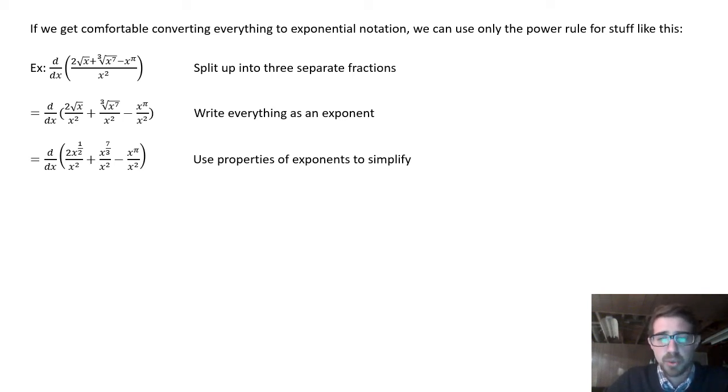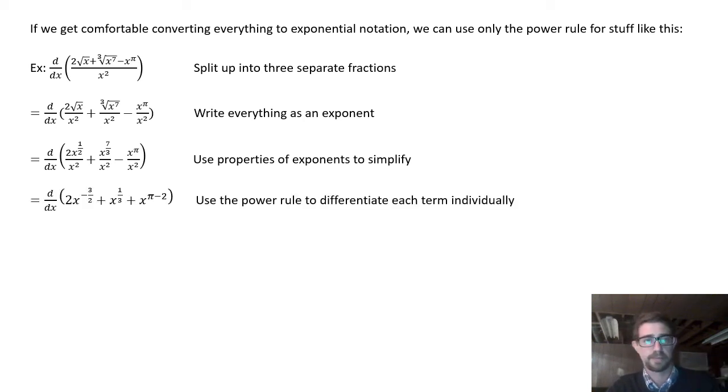So now we need what we called the quotient rule for exponents. If you have x to the n over x to the m, that's the same as x to the n minus m. So you subtract the exponents. 1/2 minus 2 is 1/2 minus 4/2, which is negative 3/2. 7/3 minus 2 is 7/3 minus 6/3, so that's 1/3. I kind of skipped the common denominator stuff there. You can do that. Pi minus 2 is literally just pi minus 2, right? That's just what it is.